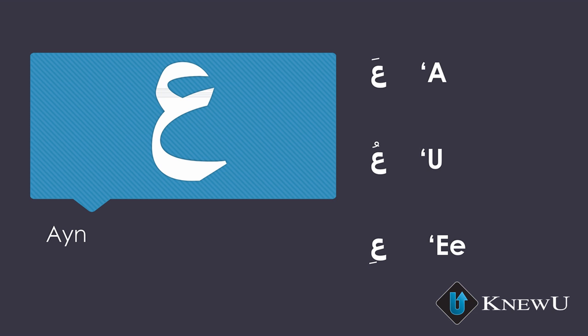So ain, fatha, a. Ain, dhamma, u. All you do is pucker your mouth like you're saying ooh. And then ain, kasra, i. Make a smiley face.